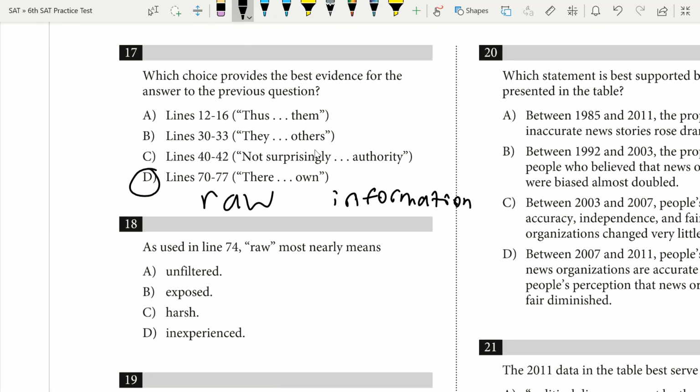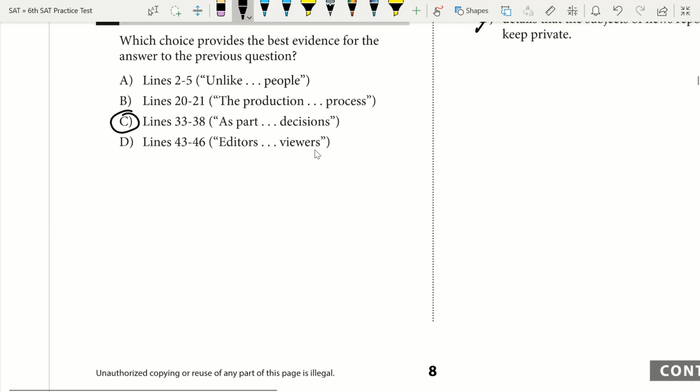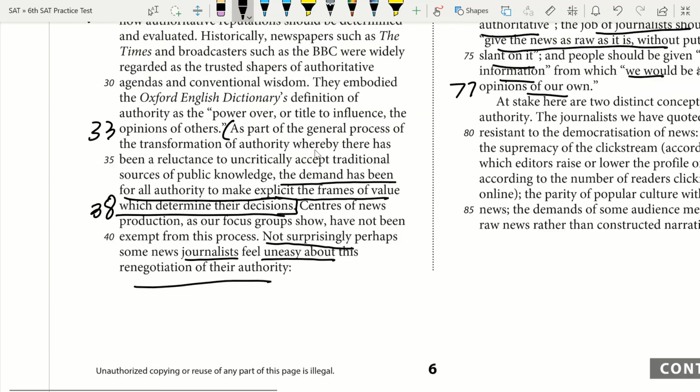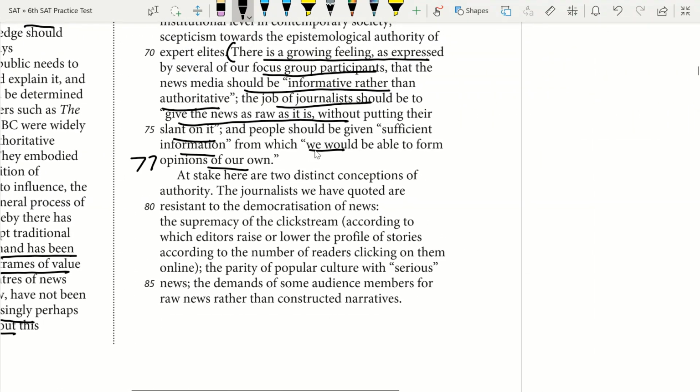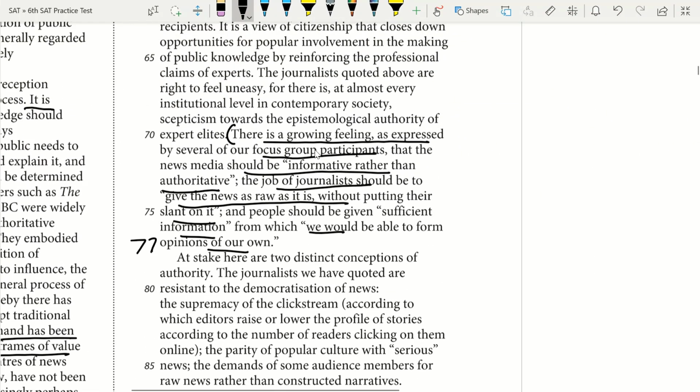All right, question 18. As used in line 74, raw most nearly means. This is obviously a words in context question. So we'll go to line 74, see what raw says, the context around it, and come up with our own answer choice first. I'm going to erase some of this so we can see it better. We see that the job of journalists should be to give the news as raw as it is, without putting their slant on it. So no slant, just the news, would mean that we want that news unfiltered. So that would be a good option for raw.